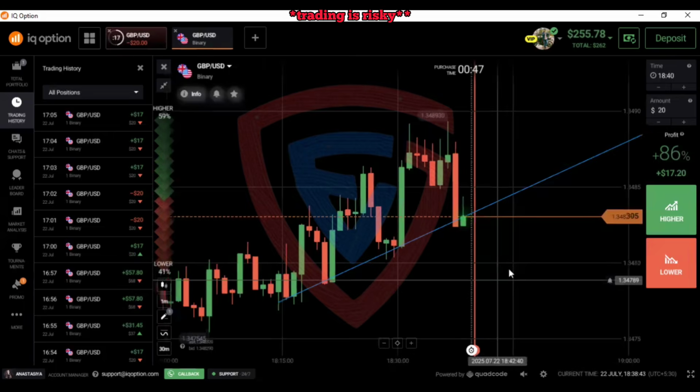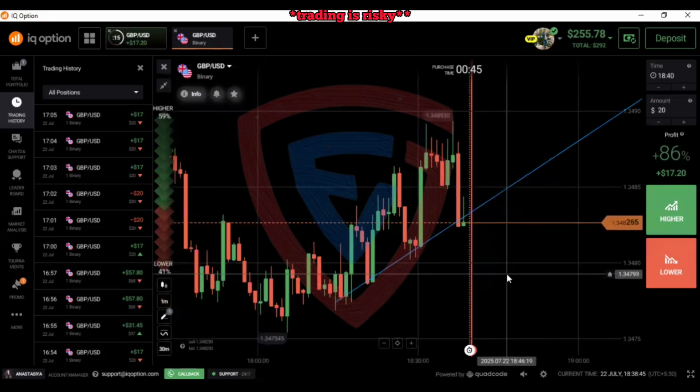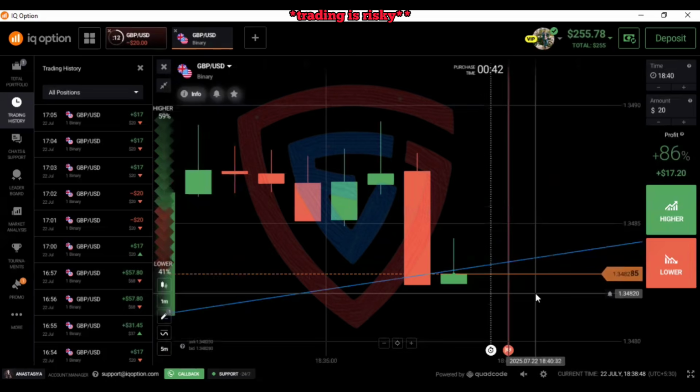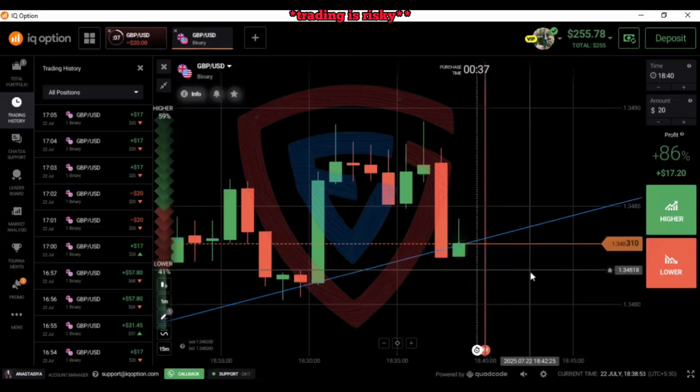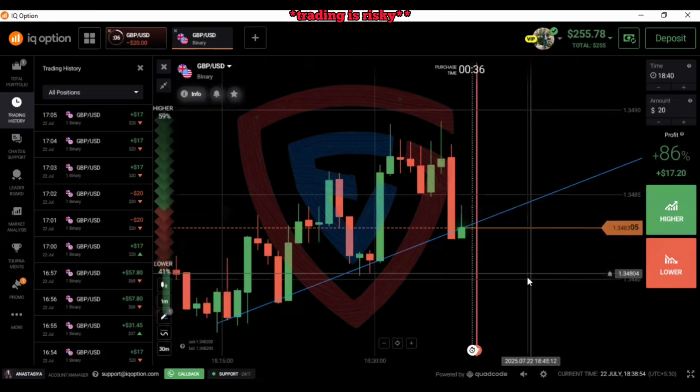That's why I took here a lower option trade instead of higher option trade. So we should not go here with buyers. We should go with sellers only here. That's why I placed here lower option trade. Okay, let's see what happens here.